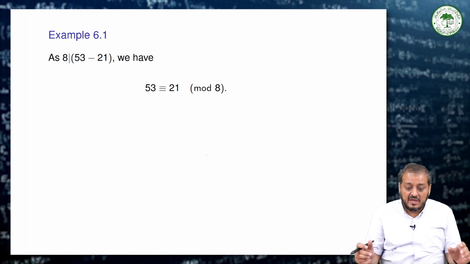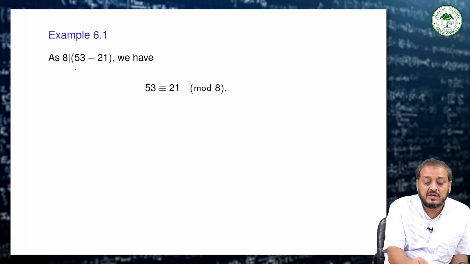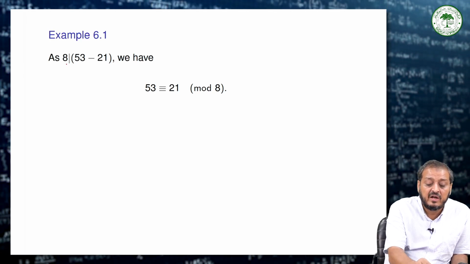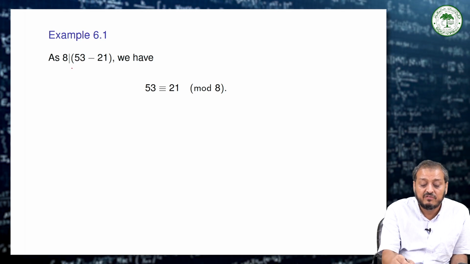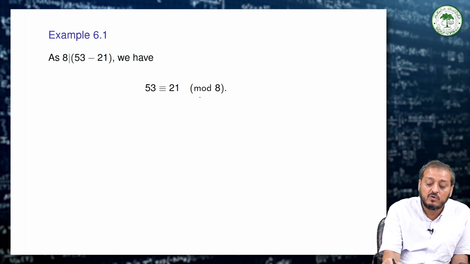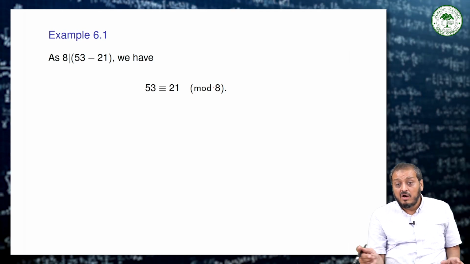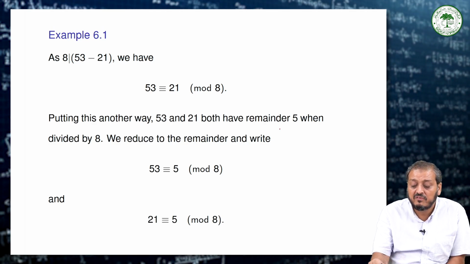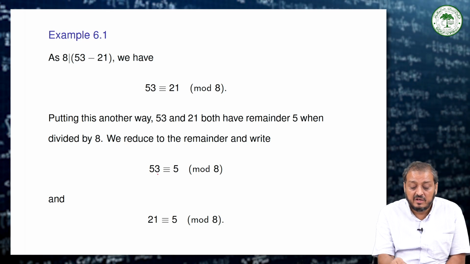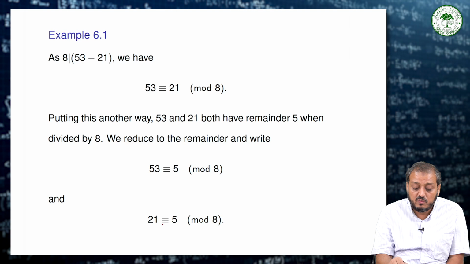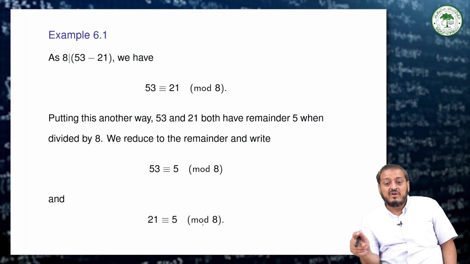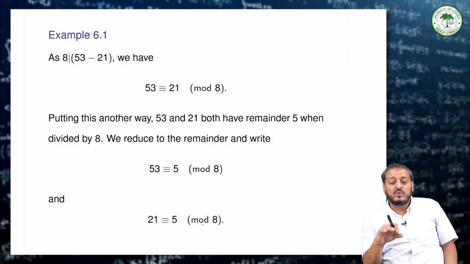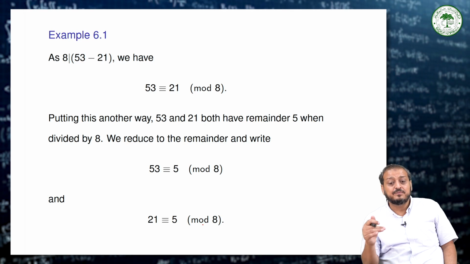For example, take x equal to 53 and y equal to 21, with n equal to 8. So 8 divides 53 minus 21, so we can say that 53 is congruent to 21 modulo 8. Putting it another way, 53 and 21 both have the remainder 5 when divided by 8. So 53 is congruent to 5 mod 8, and 21 is congruent to 5 mod 8.